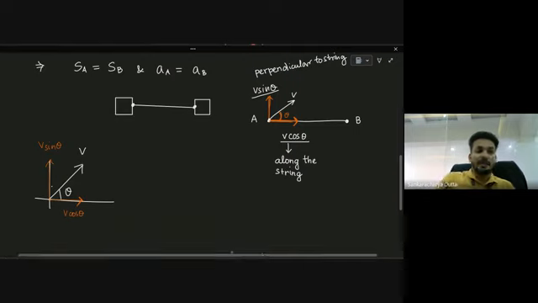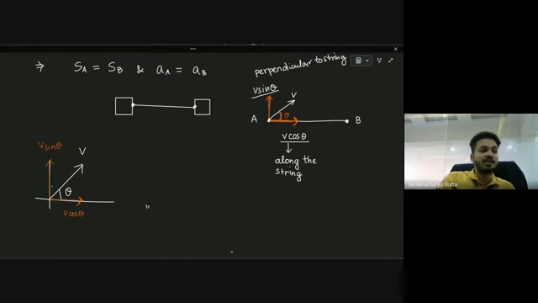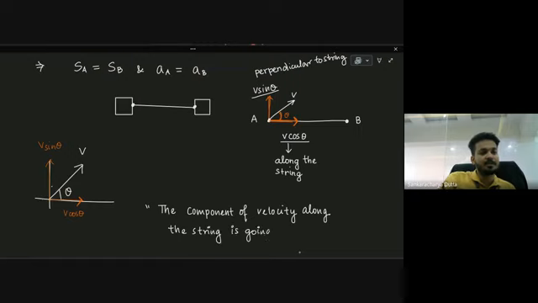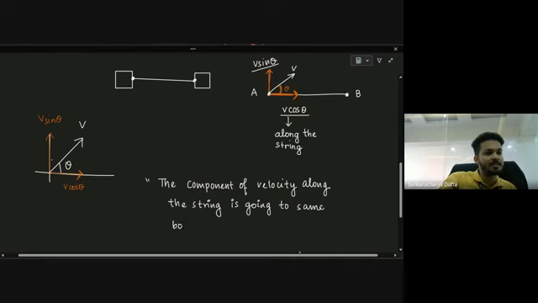Okay. So from this discussion right here, I'm going to make a conclusion. The conclusion is this: the component of velocity along the string is going to be the same for both the bodies.